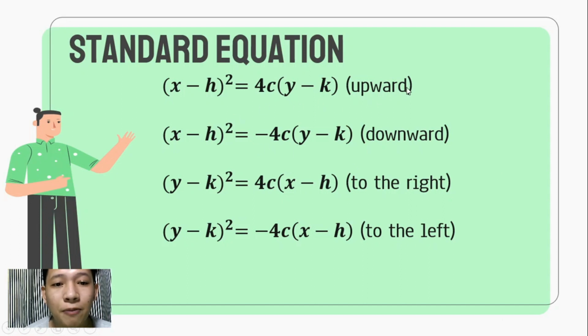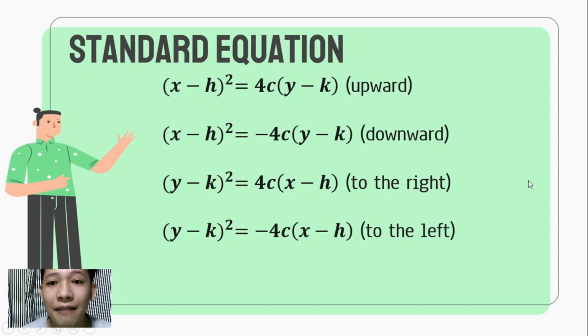If the parabola opens upward, then we have (x minus h) squared equals 4c times (y minus k). And if the parabola opens downward, then we'll just make modifications. We'll just make the 4 negative. And if the parabola opens to the right, then we have (y minus k) squared equals 4c times (x minus h). And if the parabola opens to the left, then we change the positive 4 to negative 4. Wherein 4c here, the absolute value is still the length of our latus rectum.